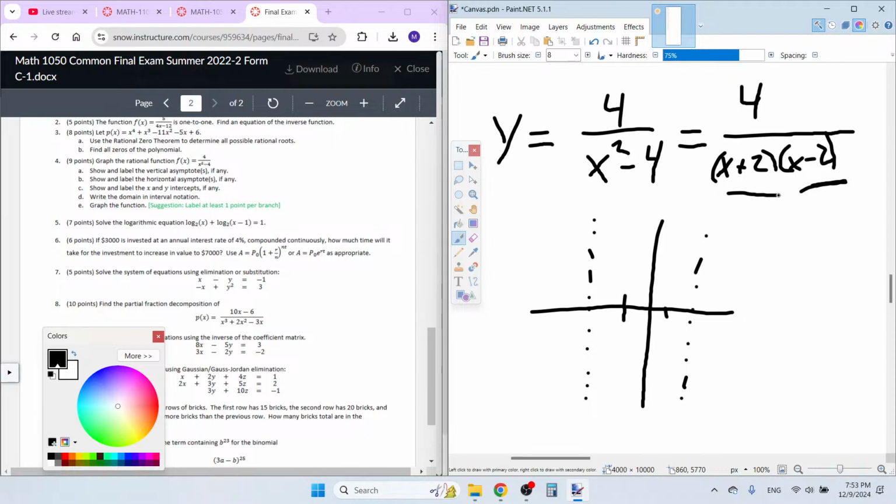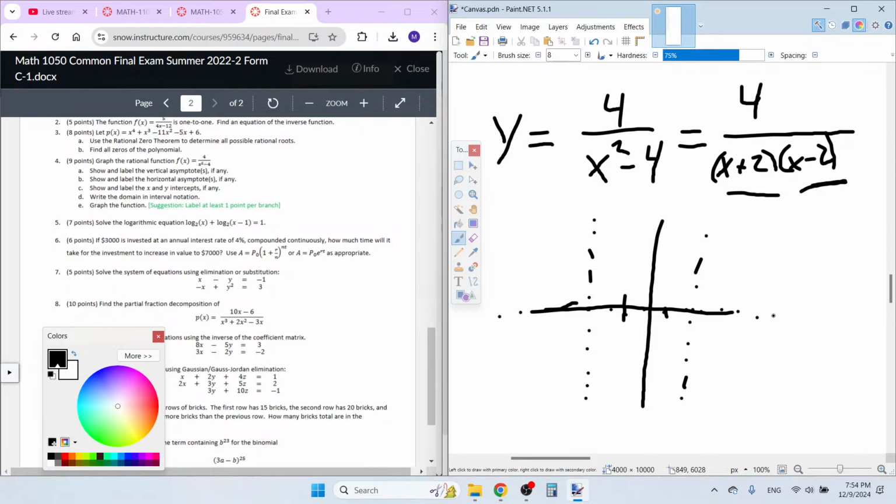Okay. The next thing we notice is that we have no roots because there are no values of x that make the numerator 0. 4 is never 0, at least in this class. So no roots, just vertical asymptotes. The horizontal asymptote, well, because this has a higher degree in the denominator than the numerator, we have a horizontal asymptote at 0. So let's put our little dotted line there.